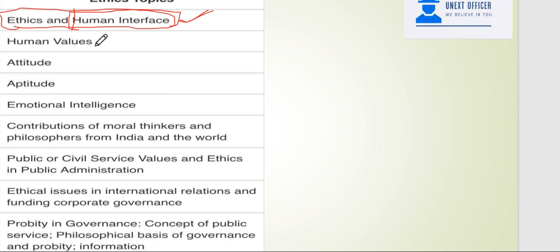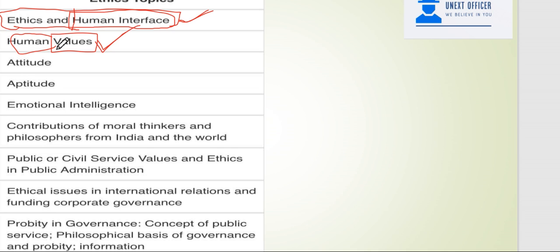Then come human values. Values itself is a core topic. It depends more on your belief system and how it shapes your human values.